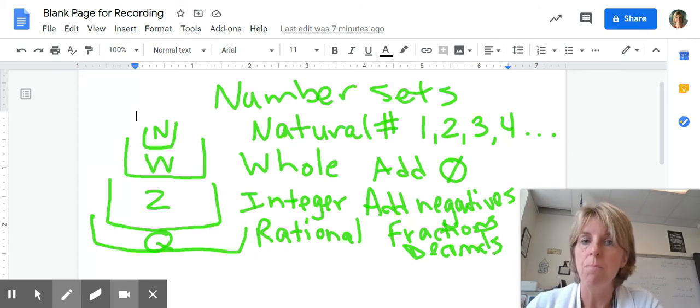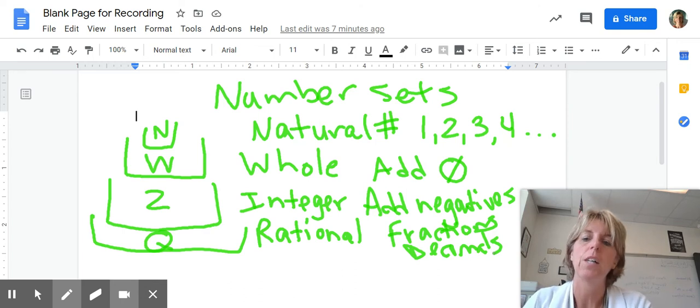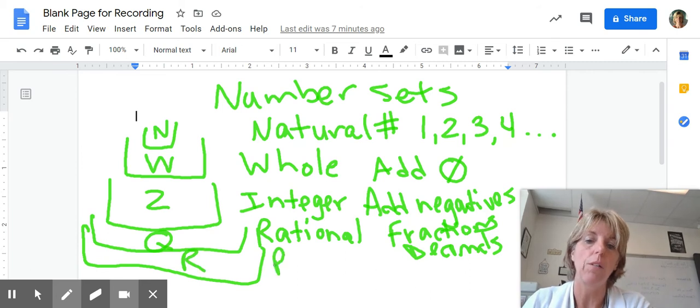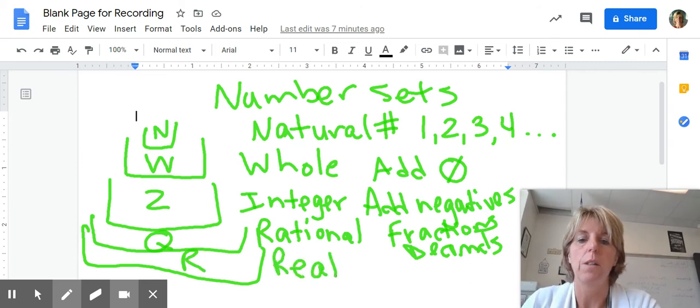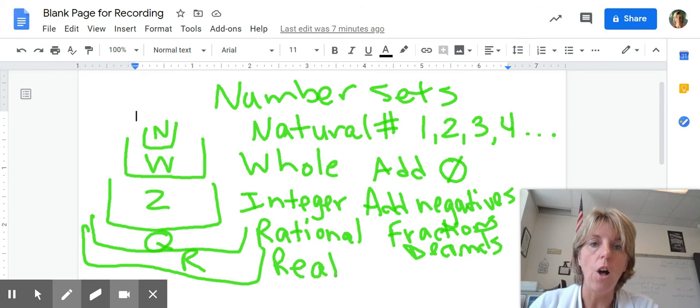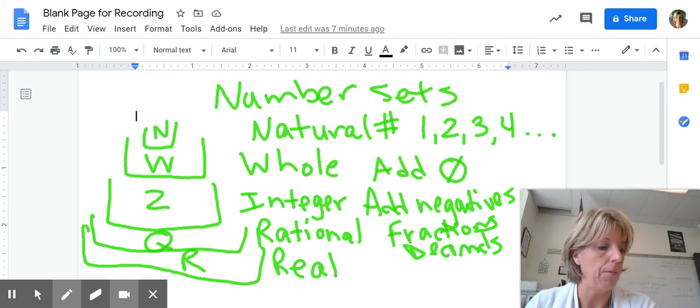So 1/3, it's not a natural number. 1/3, it's not a whole number. 1/3, it's not an integer. 1/3 is a rational number. That's the first bucket that fractions and decimals fit into, that rational number. And those are part of a bigger bucket. One more bucket. Put an R in that one. Those are called real numbers. So real numbers are all of the numbers up above. Those are all real numbers.